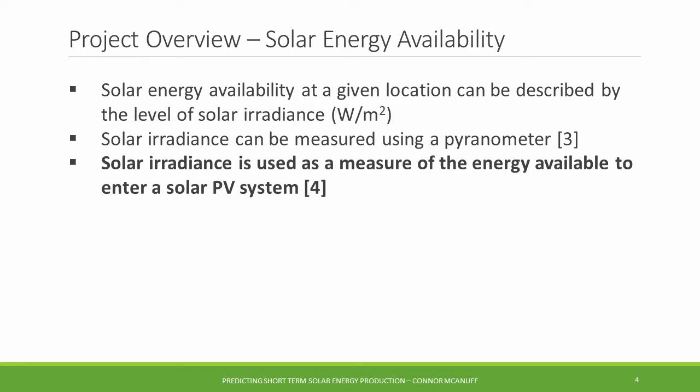How do you know how much energy is entering a PV system? You can use a pyranometer, which measures solar irradiance. Solar irradiance is often stated in watts per meter squared. Watts is a measure of power, 1 watt being equal to 1 joule per second, joules being a measure of energy. The solar irradiance in watts per meter squared can be summed daily to get a measure of joules per meter squared, which is the measure of energy available to enter a solar PV system on a daily basis.